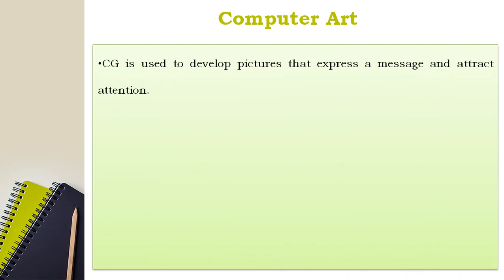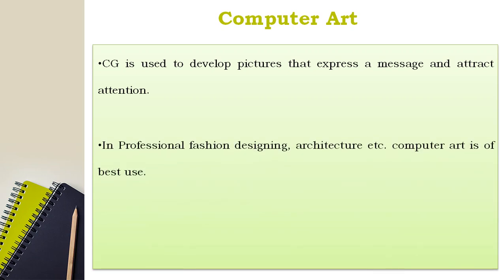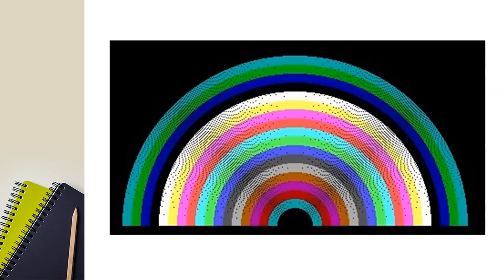What is the meaning of computer art? Computer graphics is used to develop pictures that express a message and attract attention. In professional fashion designing, architecture, etc., computer art is of best use. It's one of the designing parts designed by me. It's almost similar to the pattern represented by rainbow. It's a simple designing in computer graphics using C language.